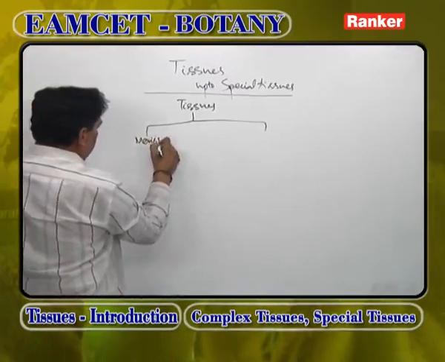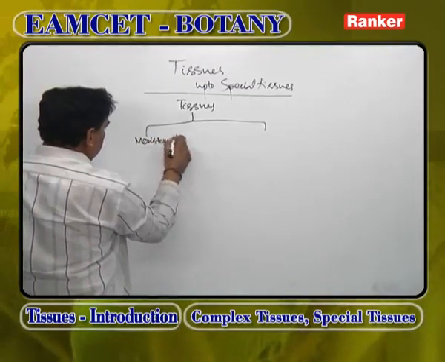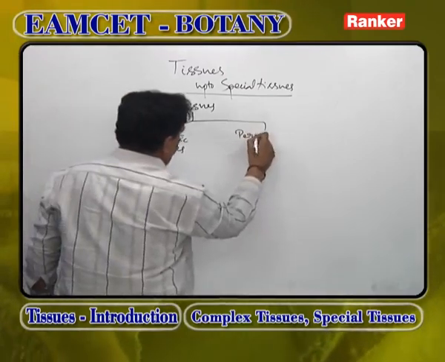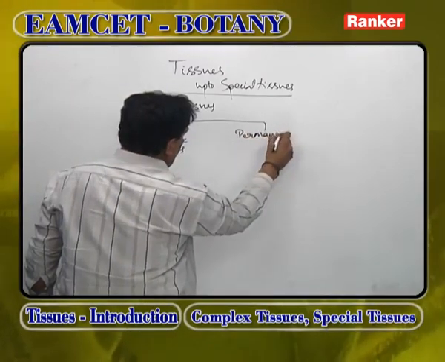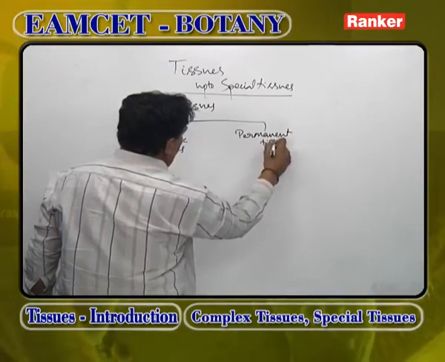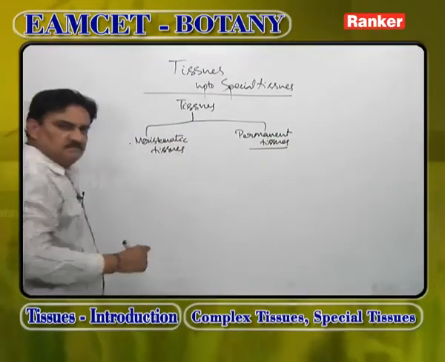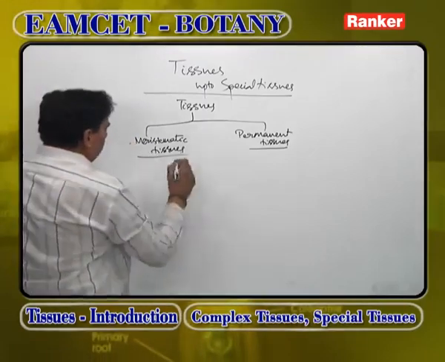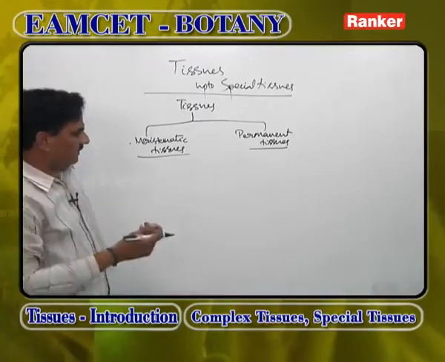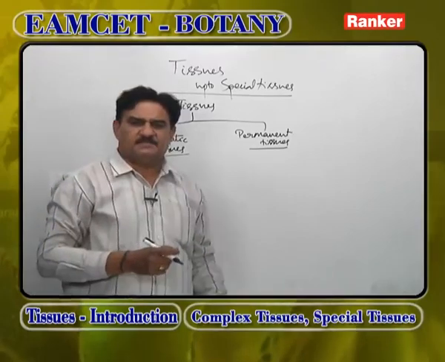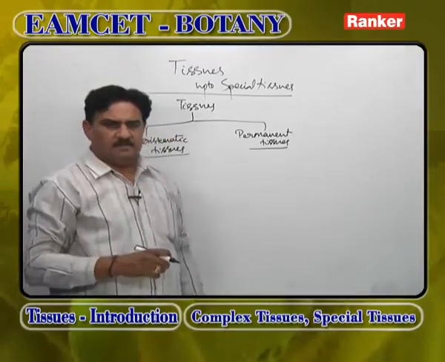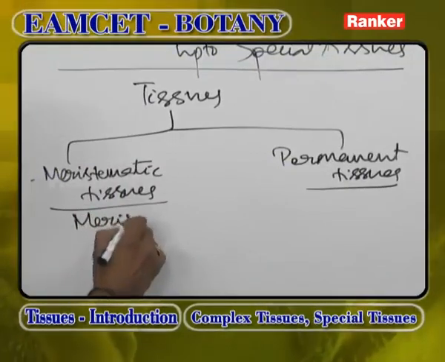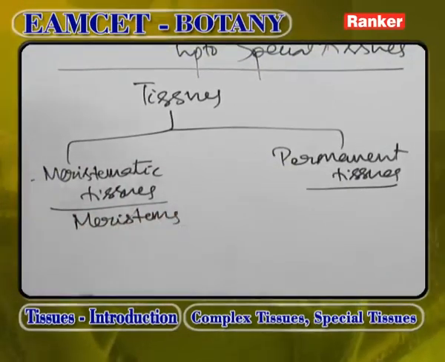One is meristematic tissues, the other is permanent tissues. Meristematic tissues are the tissues which divide and redivide continuously and produce new cells. Some of the cells become permanent tissues, but some cells remain as meristematic in between the permanent tissues. They are called meristems. The term meristems was coined by Carl Nagel.